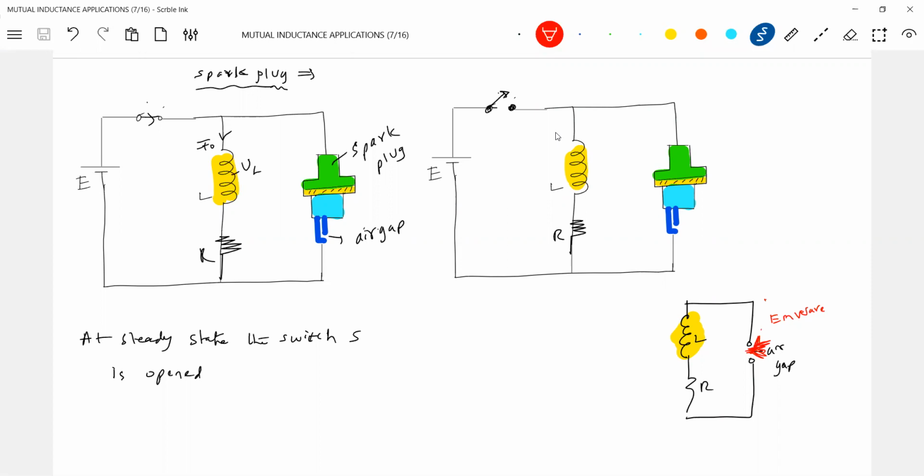So what is the basic idea? At steady state, when switch S is opened, the inductor wants to decay, or discharge. It will try to discharge through the resistor, but here it is open, so it will see an air gap. In order to push the current through the air gap, the rate of change of flux will be so high that the EMF induced will be very large.